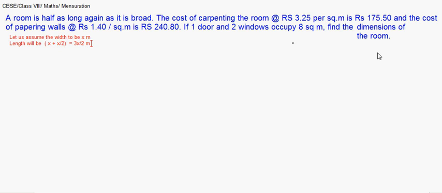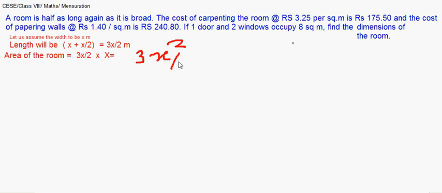The cost of carpeting the room. So we need to find the area of the room to find the cost of carpeting. The area of the room will be length, which we had taken as 3x by 2, into the width which we had taken as x. This will be equal to 3x square by 2 meter square. Now this is the area of the room. This at a rate of 3.25 gives us 175.50. That is the cost of carpeting the room.